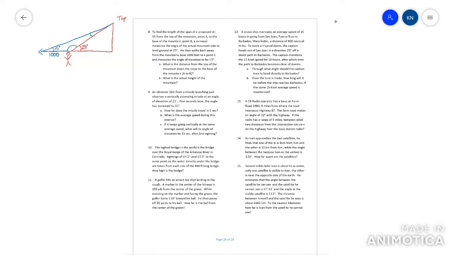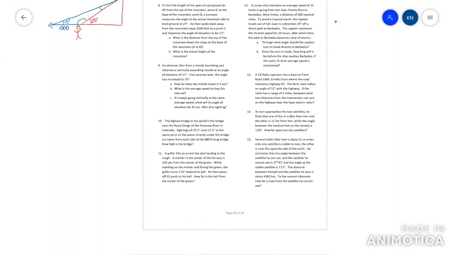The next one, they're looking at a missile launching. So there's some missile, we'll say here, and they say it's vertically ascending. That means it's going straight up like this. All right, so there's this missile going up, and there's this guy watching. Here he is.